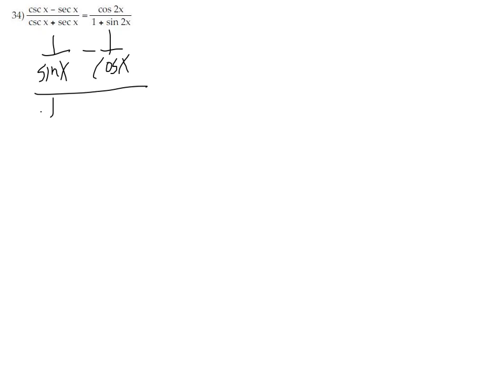So on the left side I'm going to change secants and cosecants to sines and cosines. So I have 1 over sine x minus 1 over cosine x divided by 1 over sine x plus 1 over cosine x. And this is a complex fraction. I'm going to multiply by whatever will cancel out both a sine x and a cosine x. So that would be a sine x and a cosine x here.